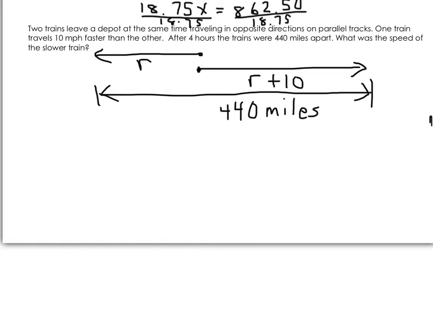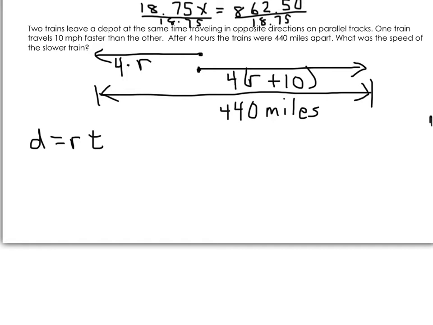So they remember that distance is rate times time. And looking at this drawing, we know the rate of the slower train is r. If we want to know the distance that train went, we need to multiply that times his time. We know his time is 4 hours. We know the faster train's rate is r plus 10. If we want to know how far that train went, we need to multiply him by 4.